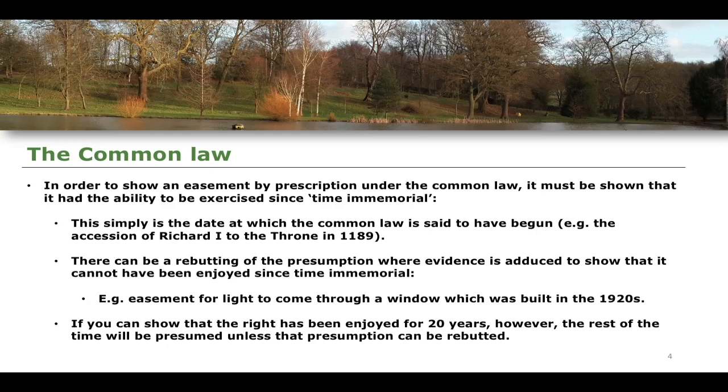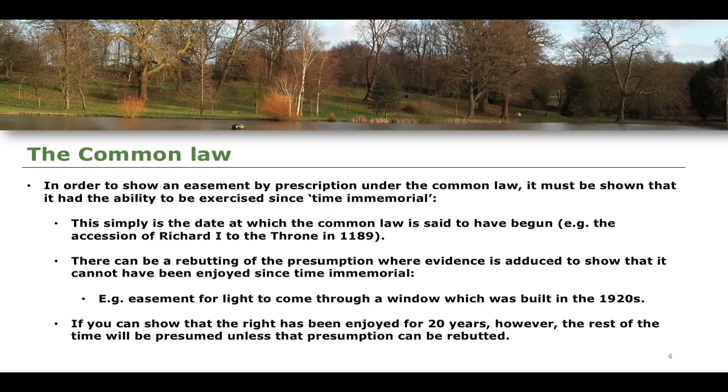And so really, there is a presumption that is attached. So if you can show that the right has been enjoyed for 20 years, then it will be presumed that this easement could be enjoyed since time immemorial, unless that can be rebutted. So theoretically, okay, a window that was built in the 1920s, you could show that has been enjoyed for 20 years, and so there will be a presumption that it could exist from time immemorial. But then, of course, that presumption can be very easily rebutted by the fact that it was built in the 1920s, okay? But prior to that rebuttal, there is a presumption that it existed from time immemorial.